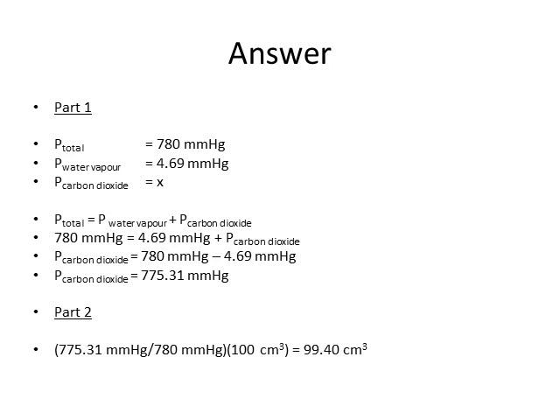Part 2, then, you want to see the fraction of pressure that the carbon dioxide is taking up. So it would have been 775.31 divided by your total pressure, which was 780. And then you multiply that answer by the size of the container, which was 100 centimeters cubed. And you should have got an answer then of 99.4 centimeters cubed.